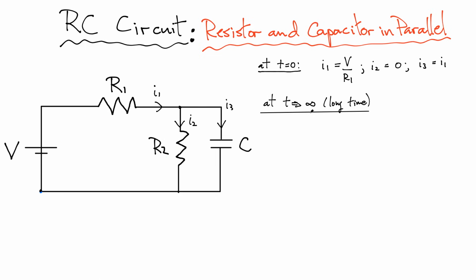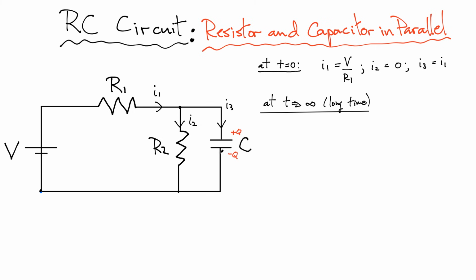Okay, so now let's consider the other limit. It's the limit after a long period of time. I haven't really defined what that means, but let's just consider very long, until the capacitor is fully charged. That means I'm going to get some positive charge on this plate and some negative charge on that plate, and there's going to be a voltage across this capacitor. So what does that mean in terms of the current flow in this circuit?